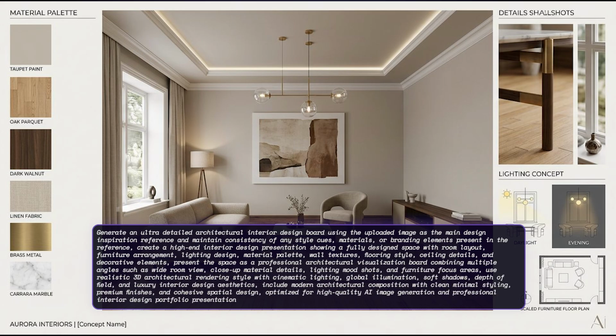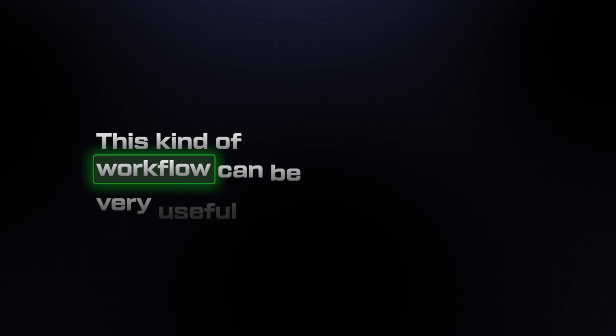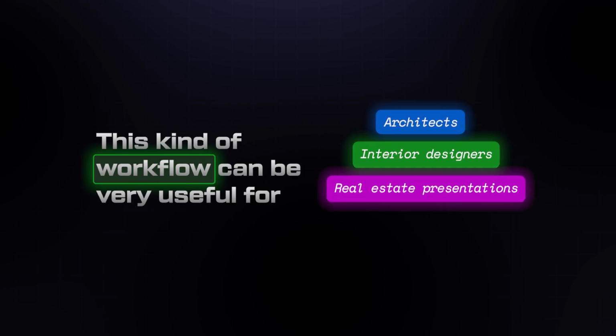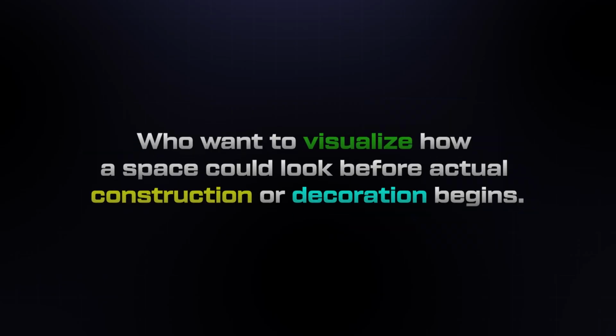What makes this really impressive is how the AI understood spatial design and composition. It didn't just randomly place objects in the room. Everything looked properly arranged and visually balanced, like a professionally designed interior space. This kind of workflow can be very useful for architects, interior designers, real estate presentations, or even content creators who want to visualize how a space could look before actual construction or decoration begins.